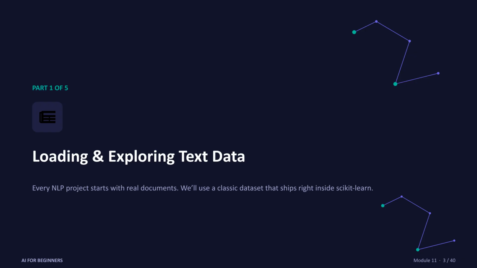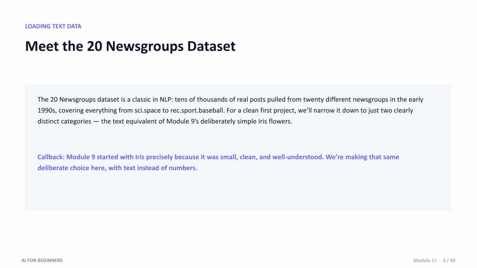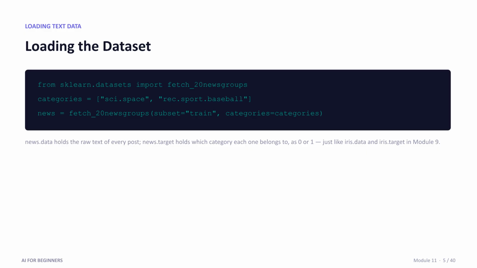In this first part, we are loading and exploring our text data. To get started, we will use a classic dataset that comes built right into the scikit-learn library. We are using the 20 Newsgroups dataset, which contains thousands of real posts from the early 1990s. We will narrow this down to 2 distinct categories, similar to the simple iris dataset we used in Module 9. To load the data, we use the fetch_20newsgroups function, specifying the categories we want to analyze. The raw text is stored in news.data, while news.target holds the classification labels.